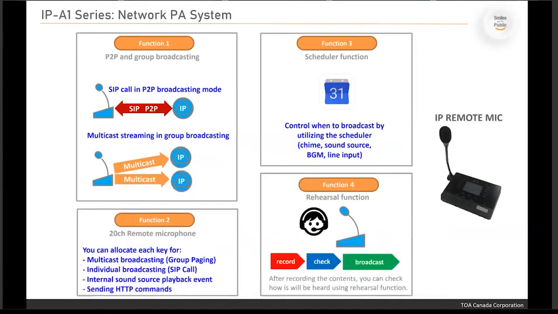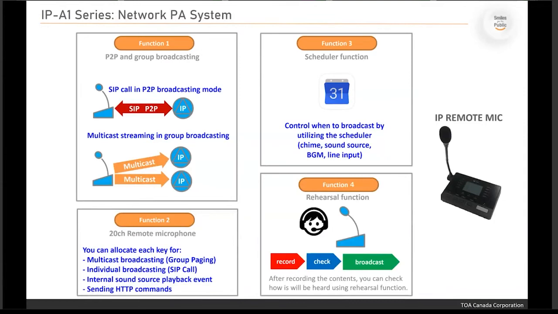The next product is the IP remote microphone. The microphone has mainly 4 functions. The first one is peer-to-peer and group broadcasting. We already mentioned this, but the microphone can do SIP peer-to-peer or multicast broadcasting.